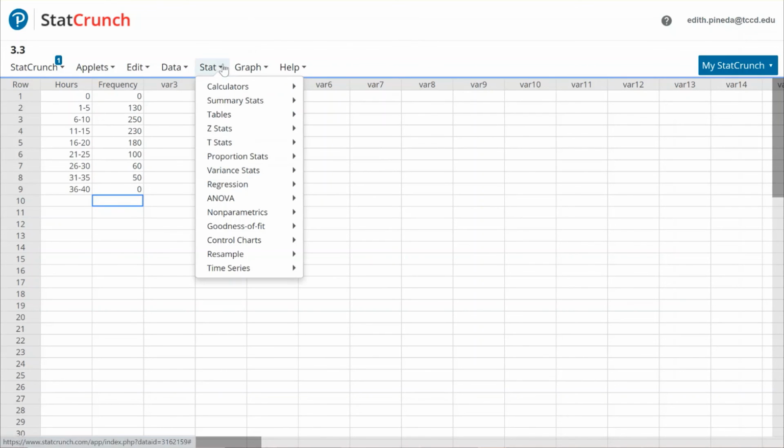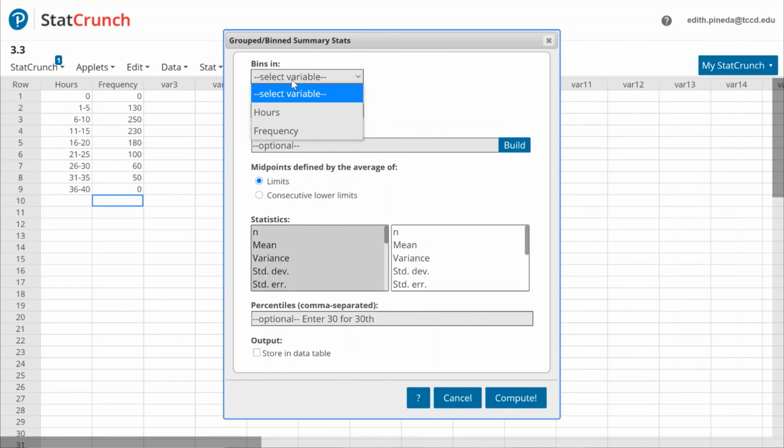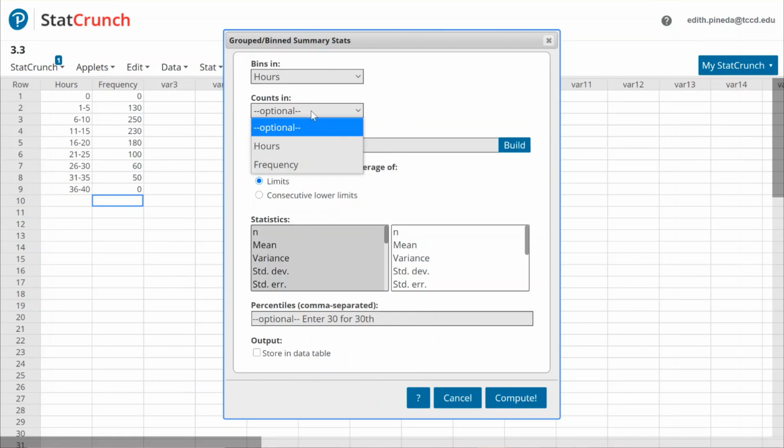Now let's go to Stat, Summary Stats, and then Group/Bin Data. For the bins in, you will select var1, or the number of hours, and for counts in, you will select the frequency, or var2. Where it says midpoints defined by the average of, you need to select consecutive lower limits. If you choose limits, you will get the wrong answer, so make sure that you always choose consecutive lower limits for grouped or bin data.